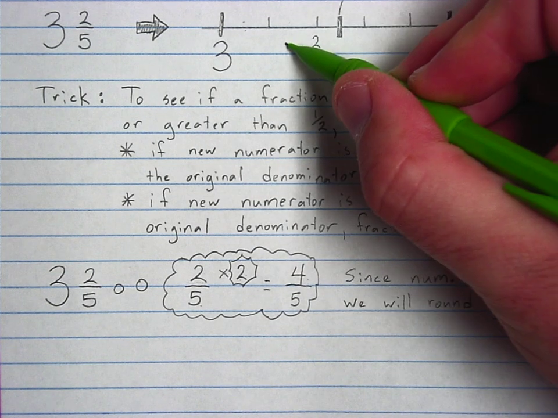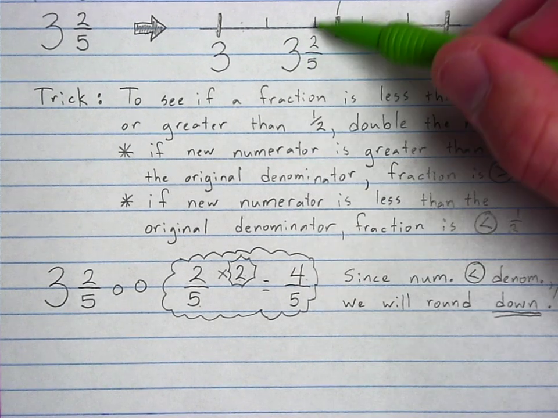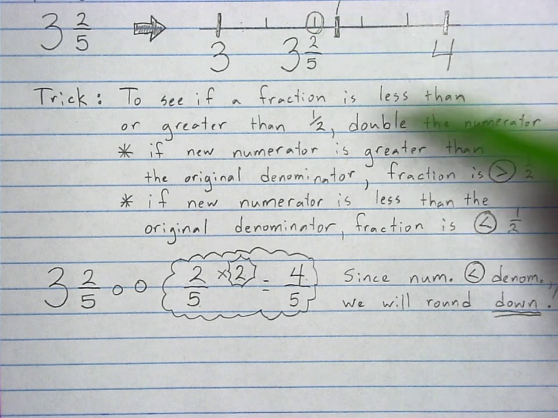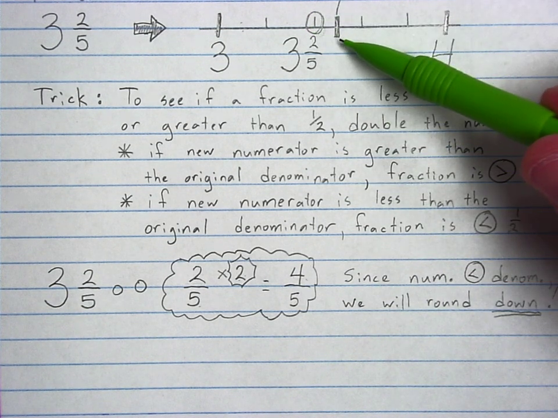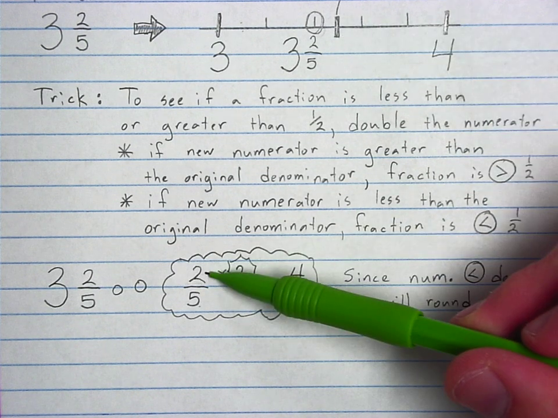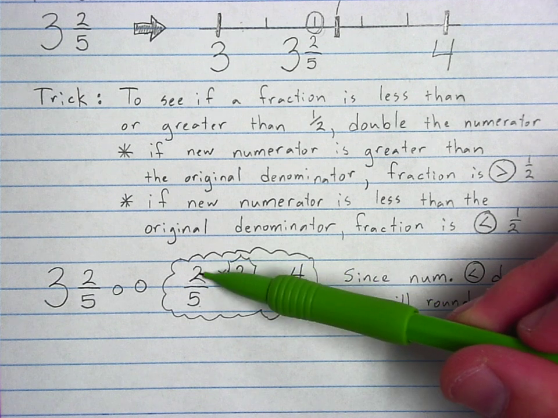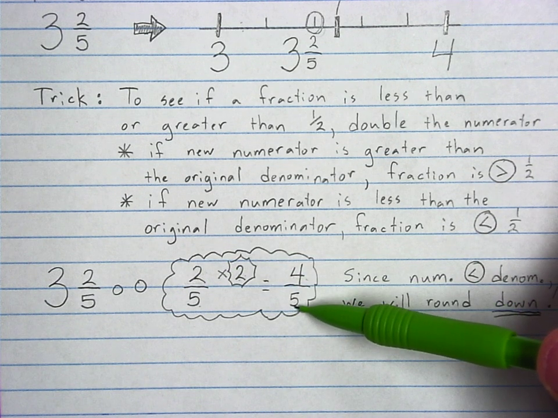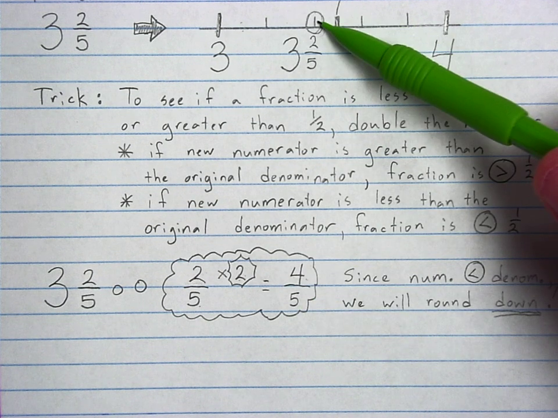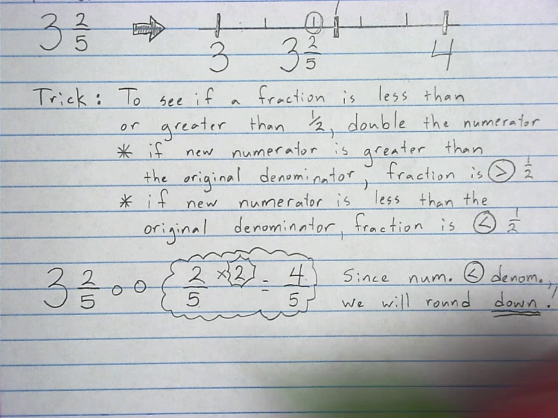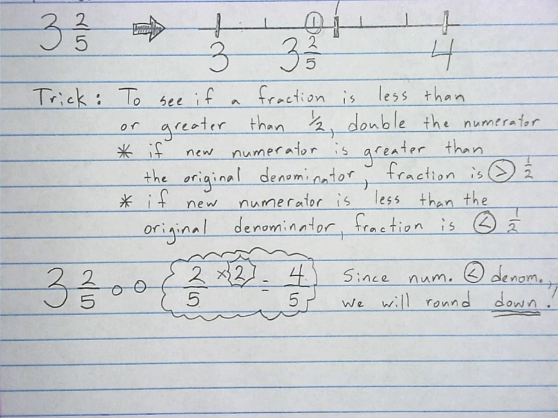Okay. 2/5, or more accurately, 3 2/5, would fall right here. We can see that that is less than the halfway point. Again, we prove that it's less than 1/2 down here by doubling the numerator and saying, I'm still not getting to the denominator. So this is going to round down to 3. 3 2/5 is approximately equal to 3.